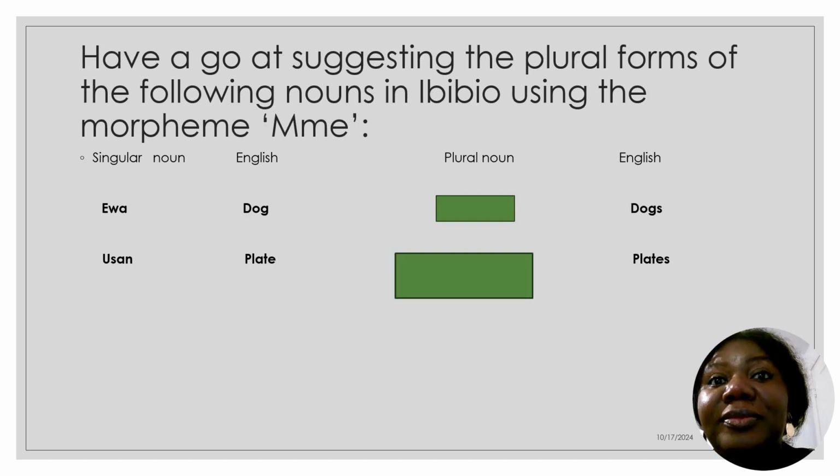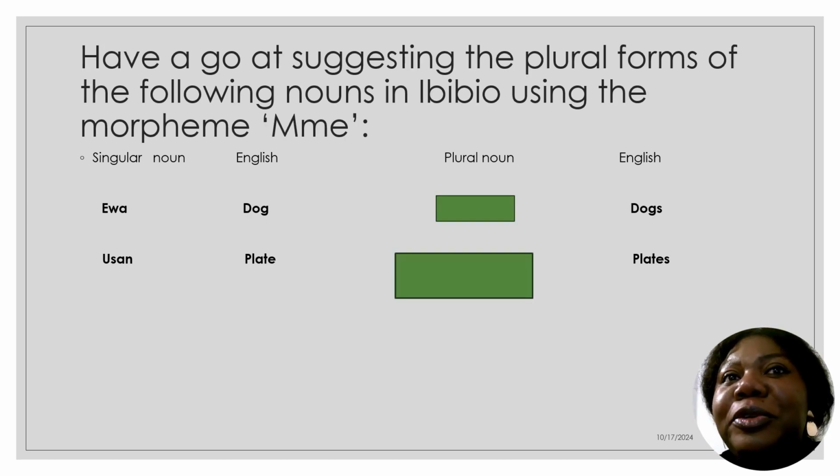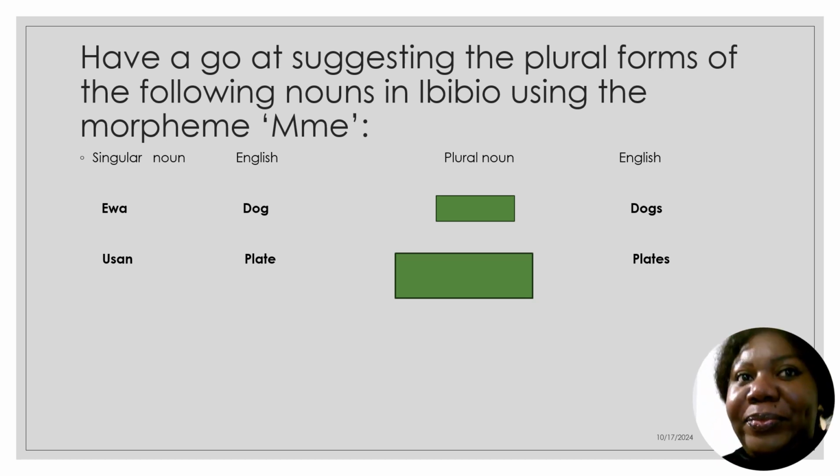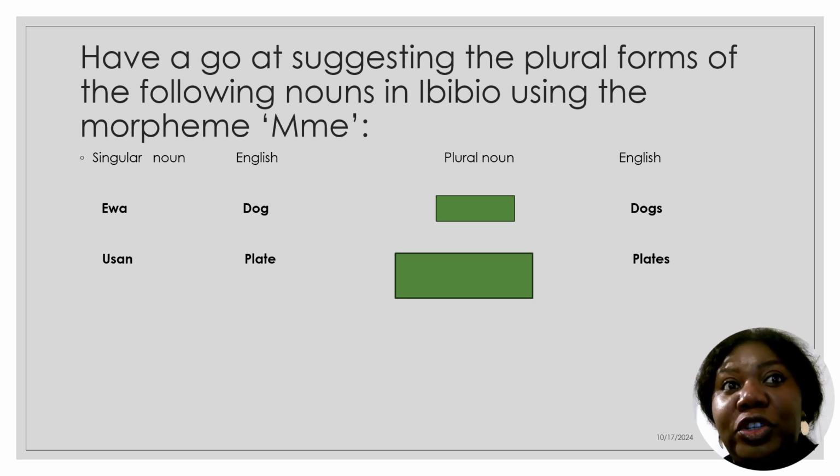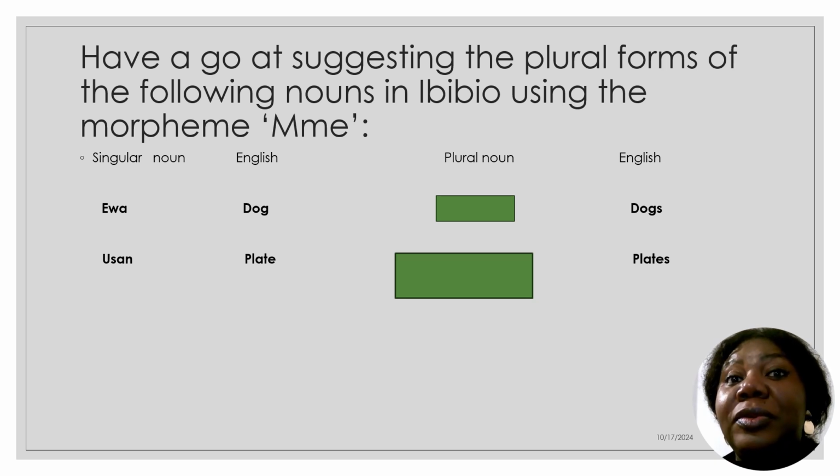Okay. Have a go at suggesting the plural forms of the following nouns in Ibibio using the morpheme me. Ewa, dog. What would that be in plural? If you thought about the word, if you said me ewa, then you're right. How about usam, plate? How would we say that in plural? It would be musan. If that's what you thought, then you're right.